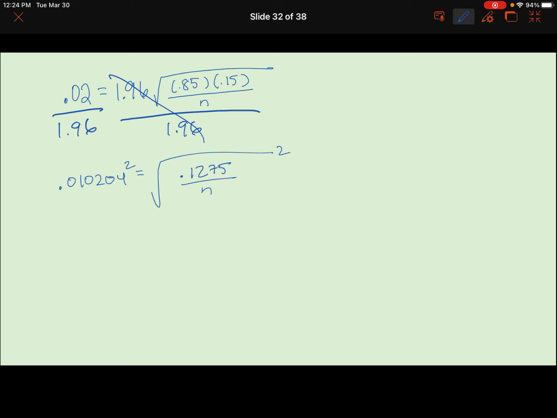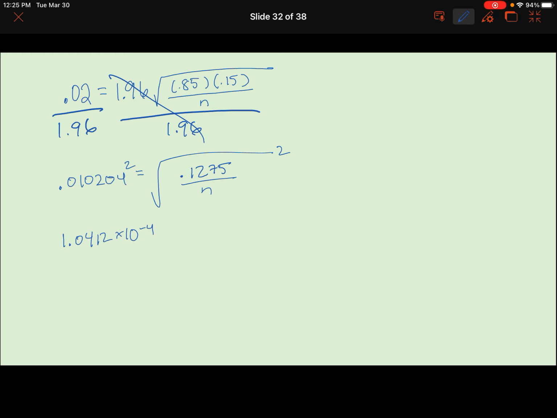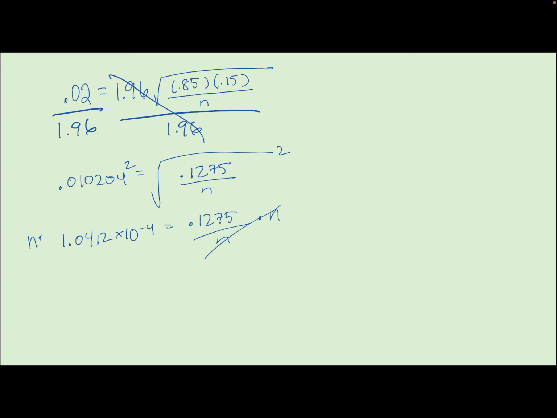Then, let's see, 0.02. Cool, then on the left side, I have 1.0412 times 10 to the negative 4th, which I think is the same exact thing. Then on the right side, I don't have that radical anymore. All right, cool, so now I just have to get n by itself. So I'm going to multiply by n on both sides. And I'm also going to divide by that really tiny number, 1.0412 times 10 to the negative 4th, on both sides.